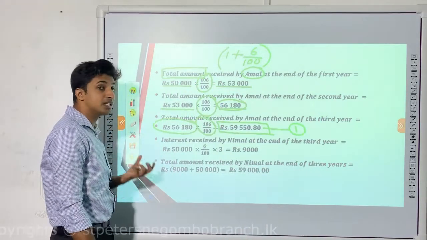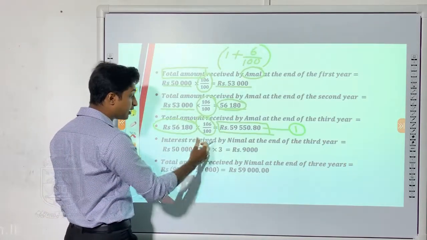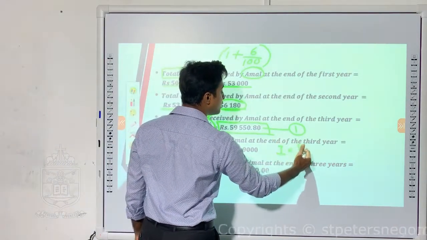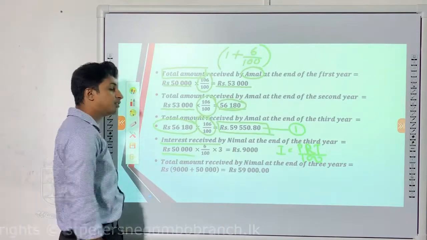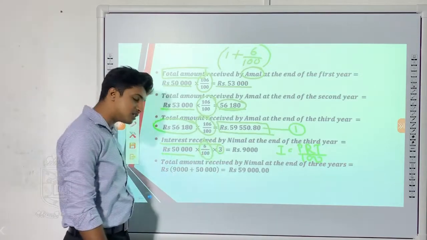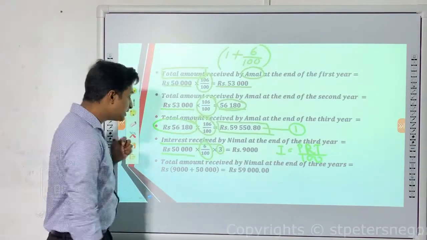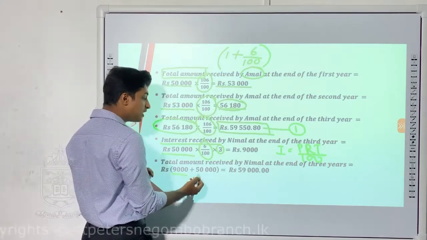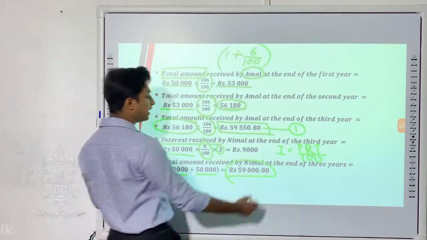If I consider Nimal, who has invested in a simple interest account, the interest I have calculated using I equals PRT over 100, right? Because it is a simple interest question. Then the principal amount is 50,000 times 6 over 100, that is the rate, times the time. Time is 3 years. Then I have 9,000 as the total interest by the end of the third year. Then the total amount received by the end of the 3 years for Nimal is going to be 9,000 as the interest, 50,000 as the principal amount. The addition of this will be his total amount by the end of the third year.